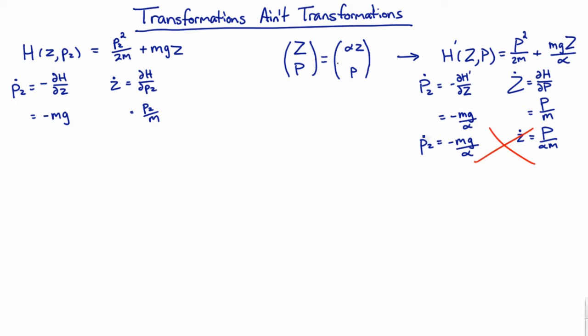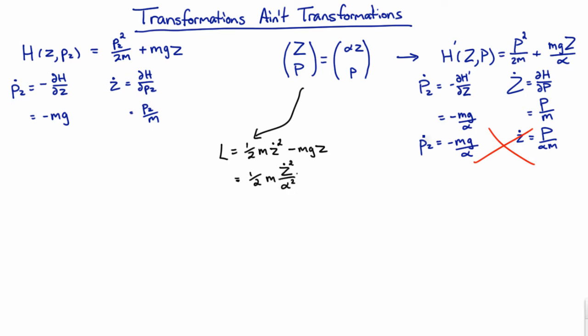If you want to make this transformation, you do that for the Lagrangian instead. So the Lagrangian, remember, which would have been kinetic energy minus potential energy, so it was a half m little z dot squared minus mgz. If we make this transformation, then we get that factor of alpha in the kinetic energy. And this is the critical bit: this Lagrangian is what defines our capital P momentum. So our capital P momentum is defined as the derivative of the Lagrangian with respect to Z dot, which is just m capital Z dot on alpha squared.